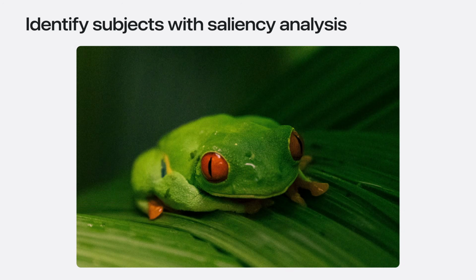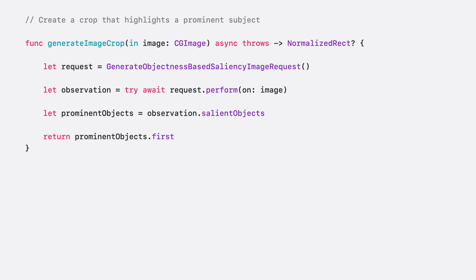Then I can crop the image to feature the main subject more prominently. Here's the code to generate a crop using Vision. First, I'll create the request. I'm using Generate Objectness-Based Saliency Image Request. Now I'll perform the request on the image. This produces a saliency observation. From this observation, I can access the bounding boxes of the salient objects detected in the image. I'll take the most prominent object and use this for my crop.